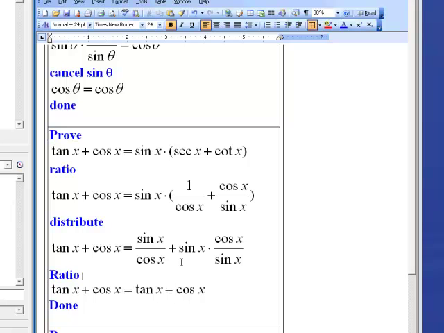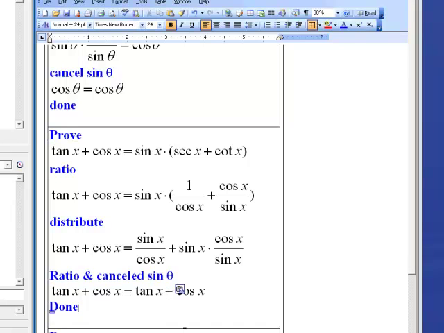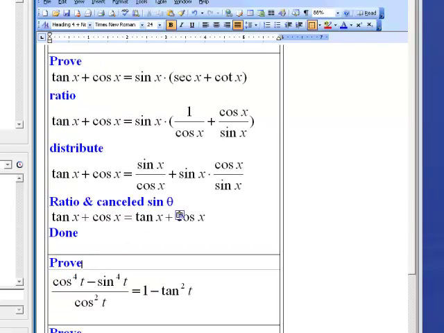And canceled sine theta. Okay, prove the next one.